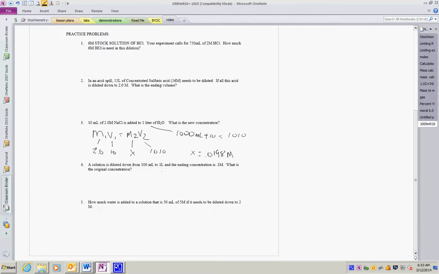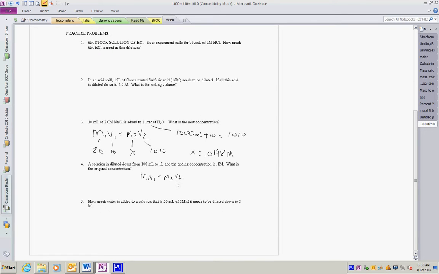A solution is diluted down from 100 milliliters to 1 liter, and the ending concentration is 0.1. What is the original concentration? M1V1 equals M2V2, and they're telling me that the ending concentration is 0.1. This is 1 liter. This volume is 0.1 liters. So I move this over to 0.1 liters, keep it all the same unit, and solving for X, the original concentration should be higher than the 0.1. Just a quick note, I did write these backwards, although it's not going to matter mathematically.